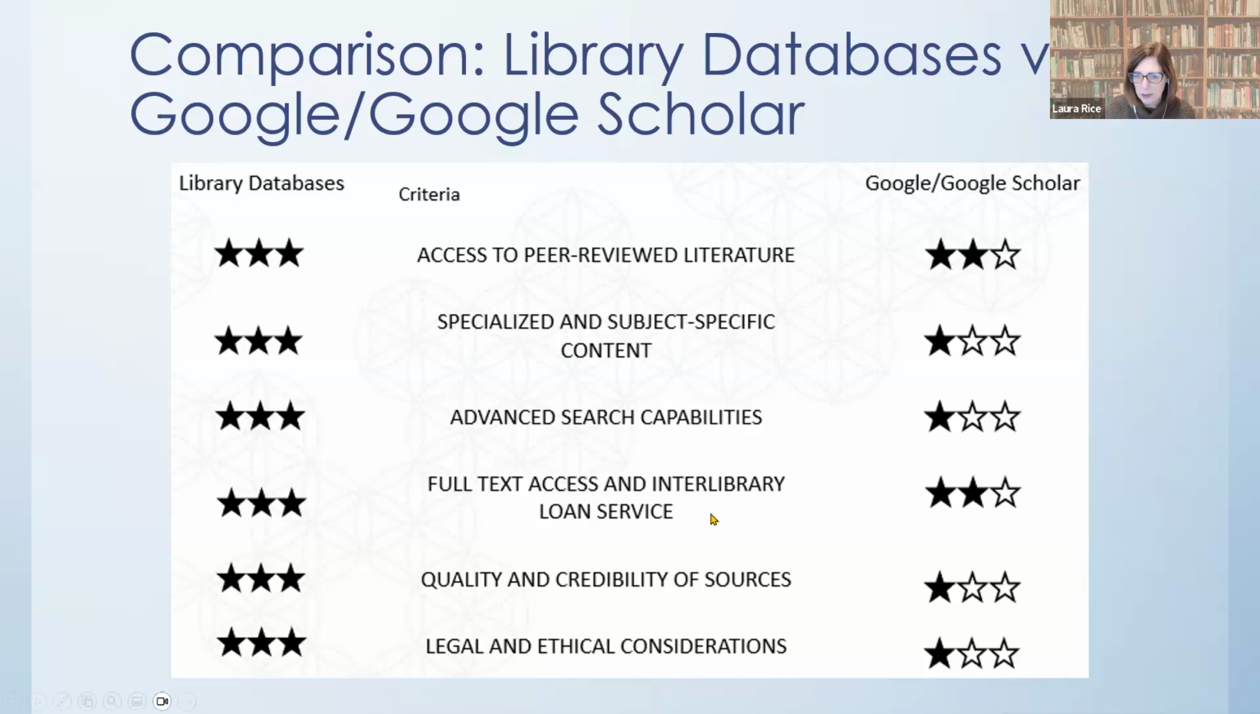Full text access and interlibrary loan. We offer that through our databases. With Google Scholar, sometimes you click on a link and you run into a paywall, and then you have to come back to the library anyway and look for it. The quality and the credibility of sources. Obviously, with the amount of peer-reviewed content we have in the library databases, and the amount of information you have about the author and their background, it's going to help you have more quality and more credibility. And then legal and ethical considerations. That has more to do with copyright, fair use, things like that, but it's a little less important for your consideration. That would be of more interest to faculty, for instance.